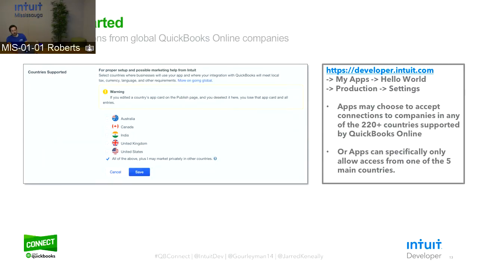If you only want to allow connections from one of the 5 geos here, you check that off. If you want to allow connections from any country that QuickBooks is available, you check off the all of the above button at the bottom. So in summary, where you choose to market your application is a different set of settings from which countries you accept connections from.